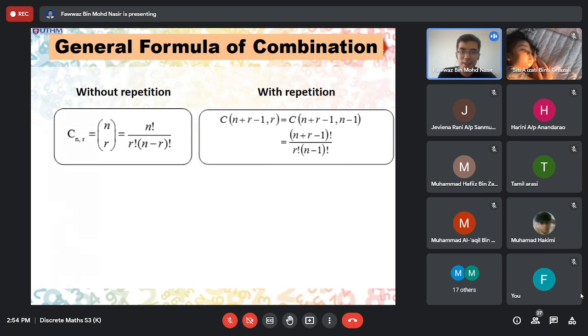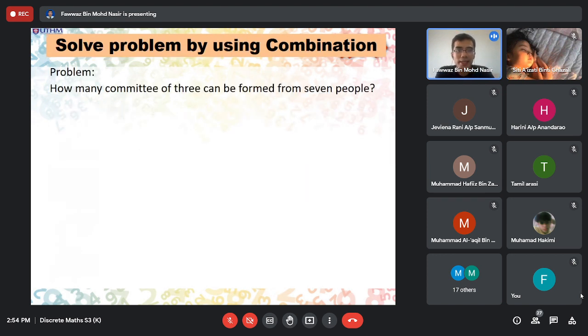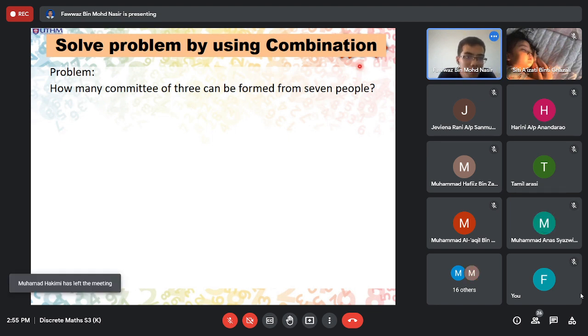Okay, so we look at some of the examples. So in this first problem, how many committees of 3 can be formed from 7 people? So daripada this problem, we can identify that dia punya n value dia is 7, dia punya r value dia is 3. So we want to select 3 from 7 people, right?